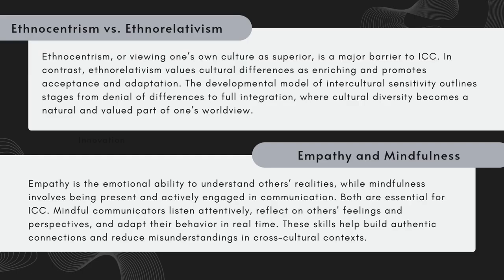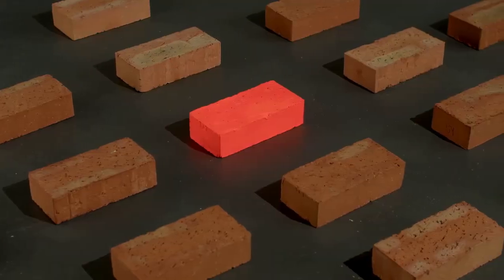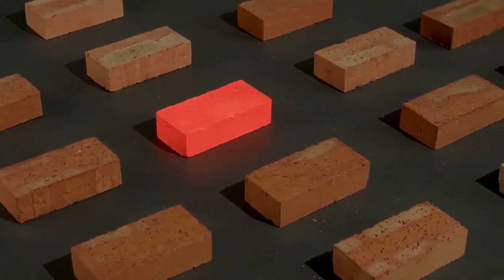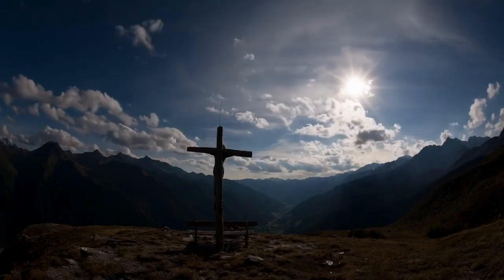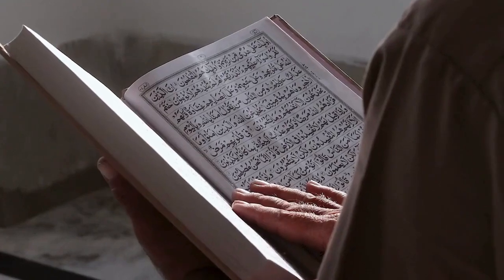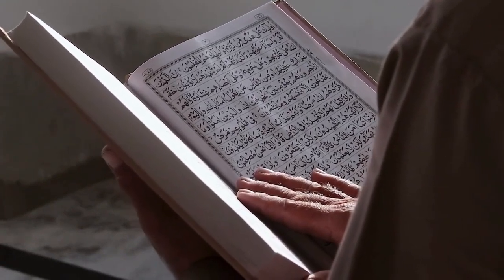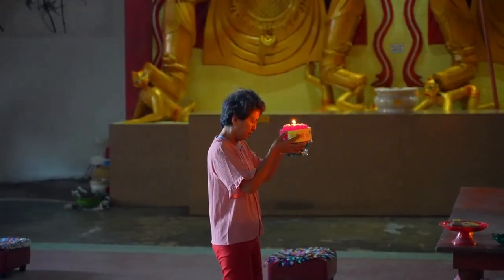Ethnocentrism versus ethnorelativism. Ethnocentrism, or viewing one's own culture as superior, is a major barrier to ICC. In contrast, ethnorelativism values cultural differences as enriching and promotes acceptance and adaptation. The developmental model of intercultural sensitivity outlines stages from denial of differences to full integration, where cultural diversity becomes a natural and valued part of one's worldview.